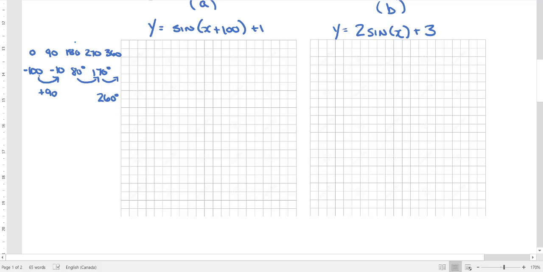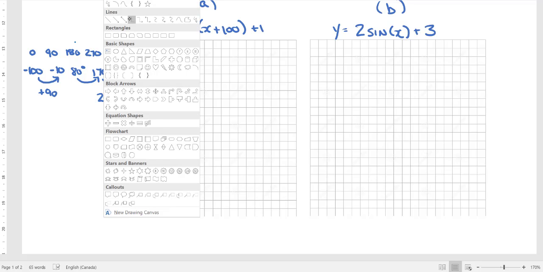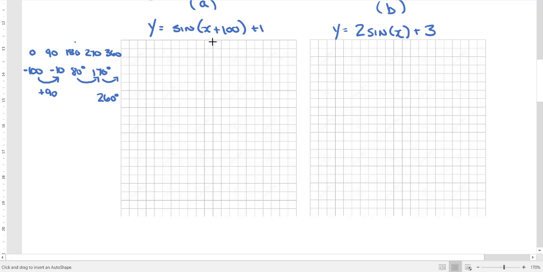So just to make sure that's right, we've gone up by 90, up by 90, up by 90, and up by 90 more. So our graph actually has to start at negative 100, and then negative 10 is going to be a value, then 80 degrees, then 170 degrees. As long as you're leaving spaces within your graph that sort of look like those values, you're going to be fine.